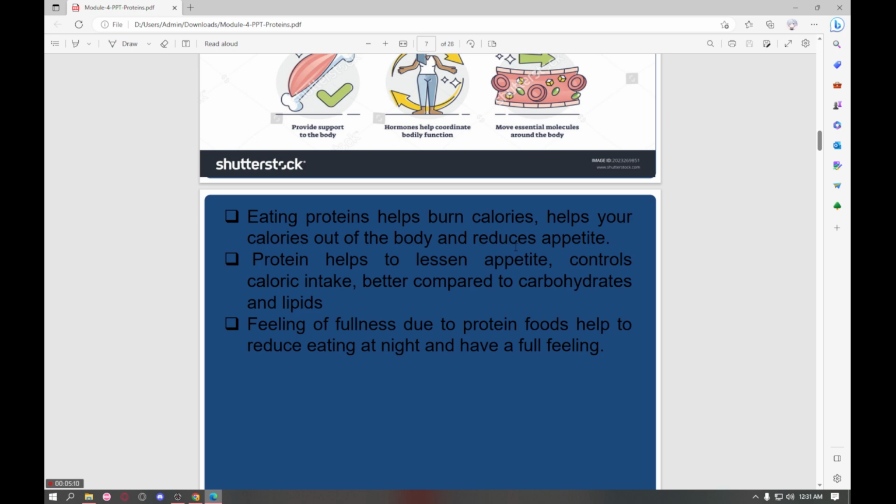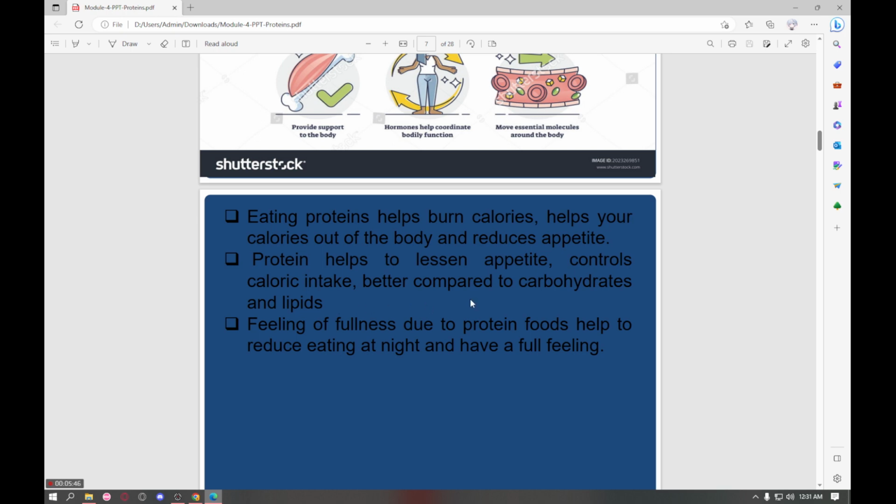When we are eating proteins, it helps us burn calories. We all know that the excess glucose inside our body is converted into calories or fats. When we eat protein foods, it helps to burn our calorie intake, and it reduces our appetite. Why? Because protein takes time to digest inside our body, compared to carbohydrates and lipids. It takes 6 hours to digest.